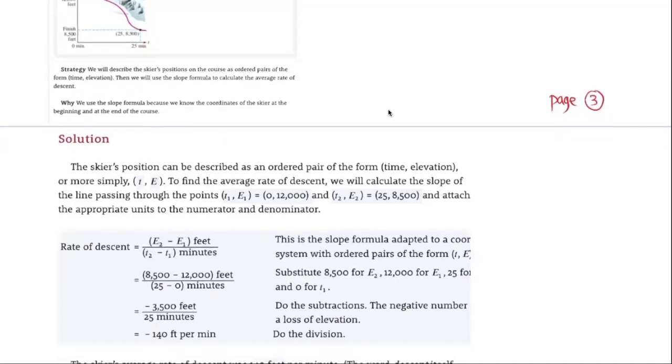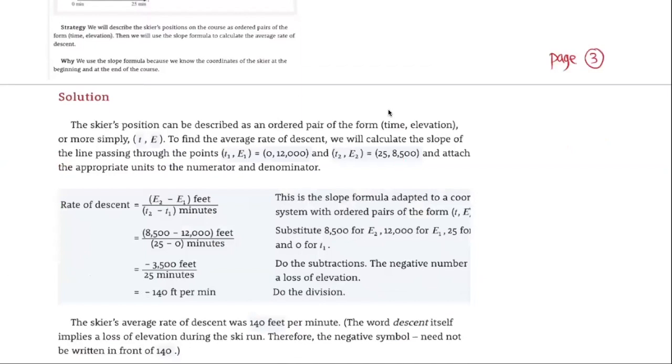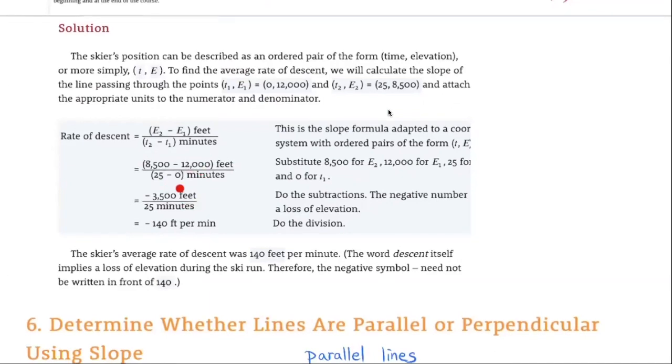So we have these 2 points. The first point 0, 12,000. The second point 25, 8,500. So we're going to use E2 subtract E1, that's the vertical change, and then over 25 subtract 0, which is the horizontal change. Now notice that we come up with a negative number here. Well, because we're descending, the elevation is going down. So we have a negative rise. We're going down, so we have a negative change in the vertical direction.